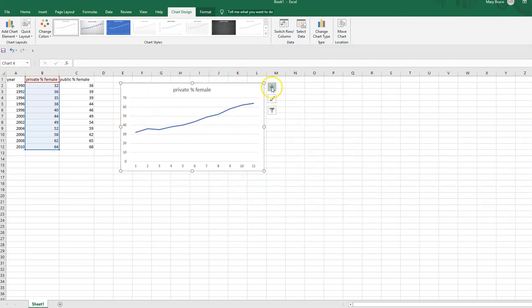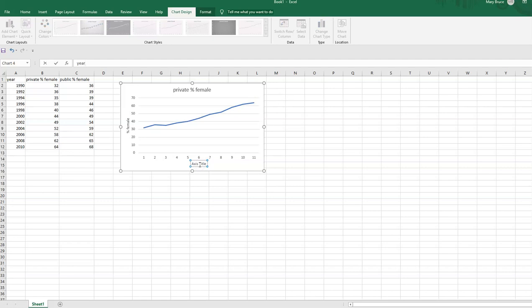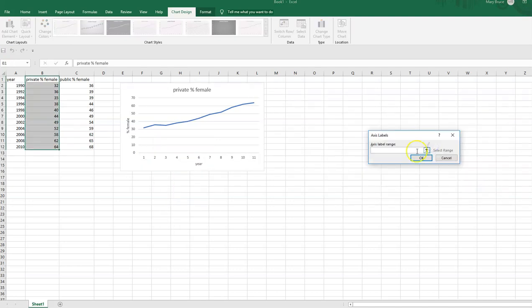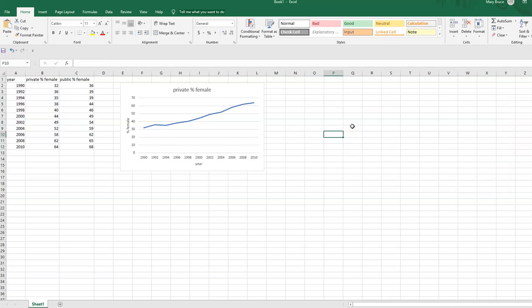And of course, we could add in the axis title over here. I'm going to type in percent female. And then down here would be the year. I could take this, right click, and put in these years. All right, so we could have a single line graph for the private university information.